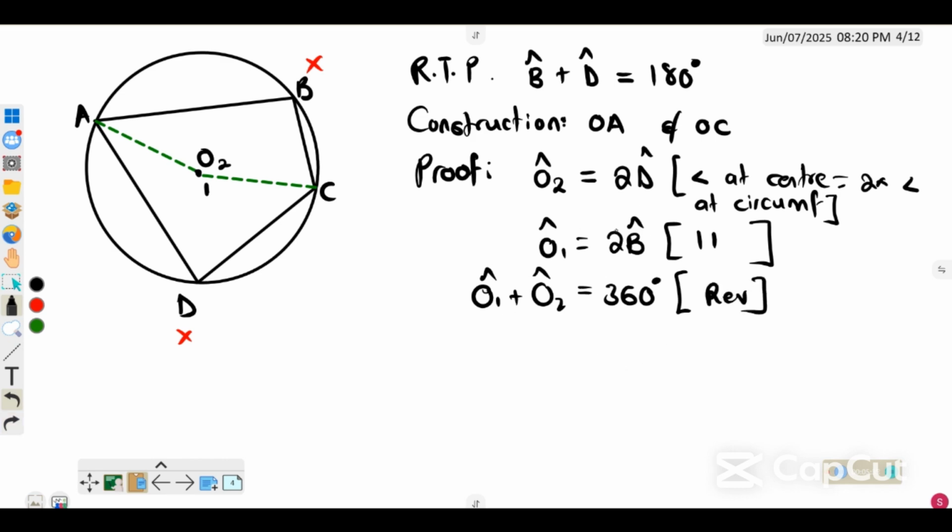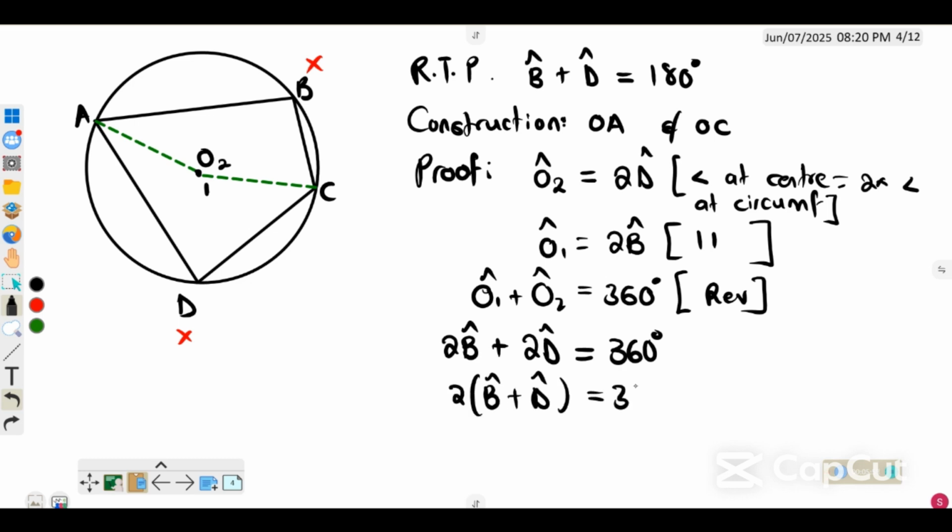But we do have angle O1 and angle O2. Angle O1 is calculated to be 2 times angle B, right? Angle O2 is calculated to be twice angle D, right? Which should give us what? 360 degrees. Factor out the 2, which will give us angle B plus angle D, and this equals 360 degrees. Divide both sides by 2. This leaves you with angle B plus angle D equals 180 degrees, as we were trying to prove, right?